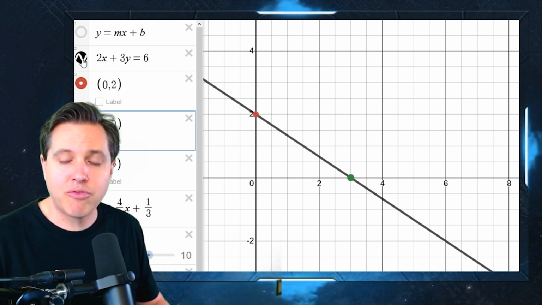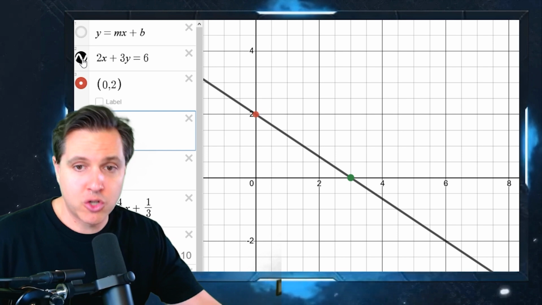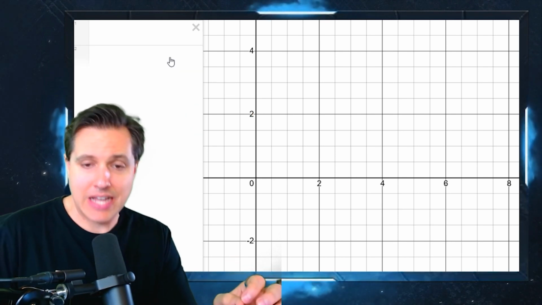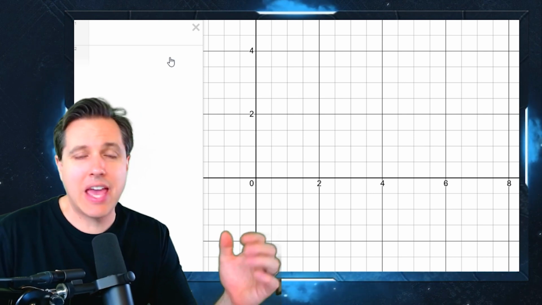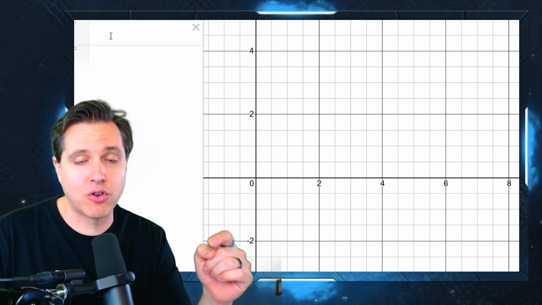Then you draw a line through it and you get a line right there. And you've now graphed the line 2x + 3y = 6. Now, there are a couple special lines that are confusing to people, but once you get the hang of it, they're actually not bad. That would be horizontal lines and vertical lines.